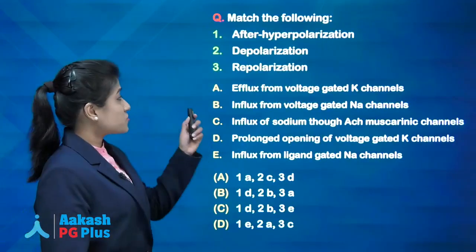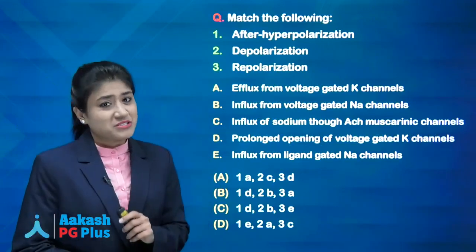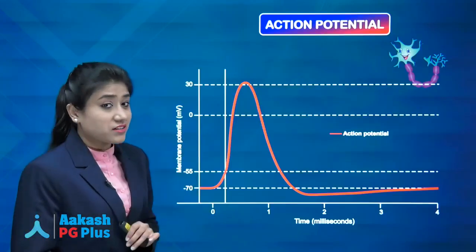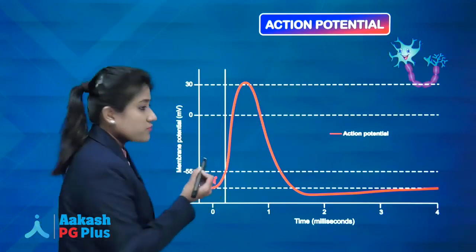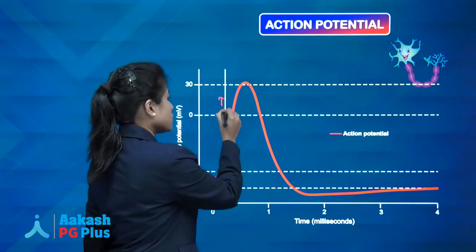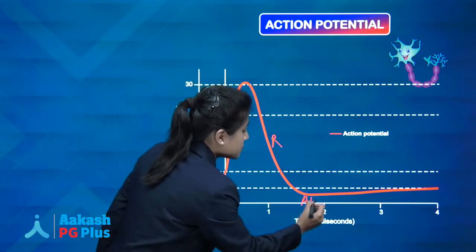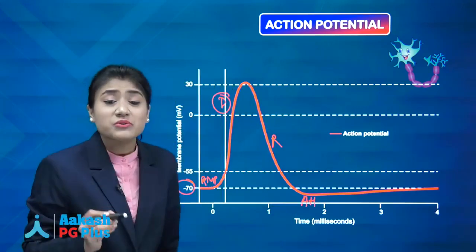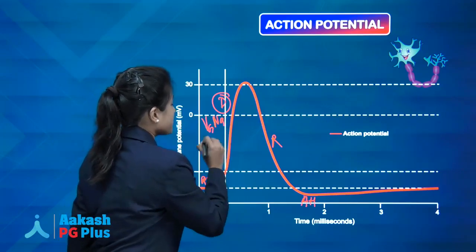After hyperpolarization, depolarization, repolarization and channel names are given. Okay, first we will talk about action potential. This is action potential of a nerve. Okay, here this is RMP. RMP of nerve is minus 70 millivolt. Okay, this is your depolarization, this is your repolarization and this is your after hyperpolarization. Okay, we know that depolarization is due to opening of voltage gated sodium channels.